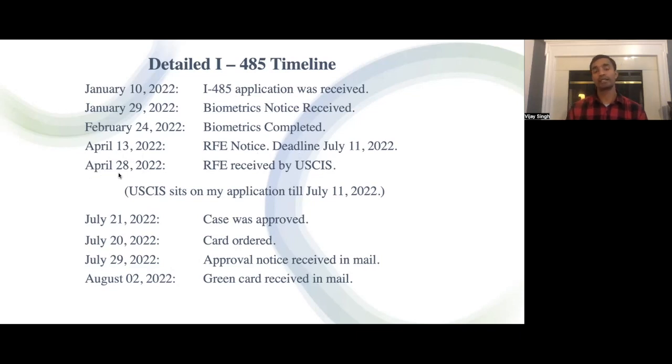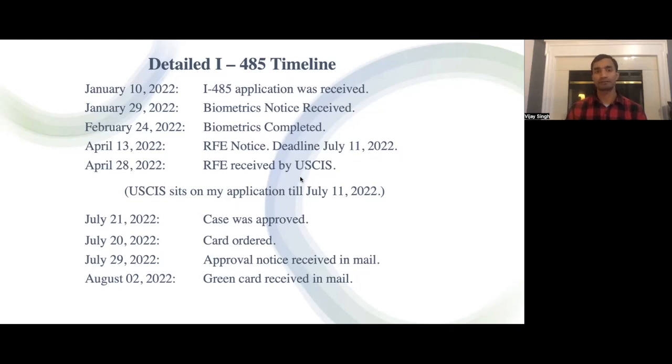Of course, this was again not updated on their portal. The reason I know this is because I used tracking on my mail, and through the tracking, I came to know that my letter had reached them by April 28th. Now, once the letter reached there, I was expecting a quick response, but that did not happen because the deadline on the RFE was July 11th.